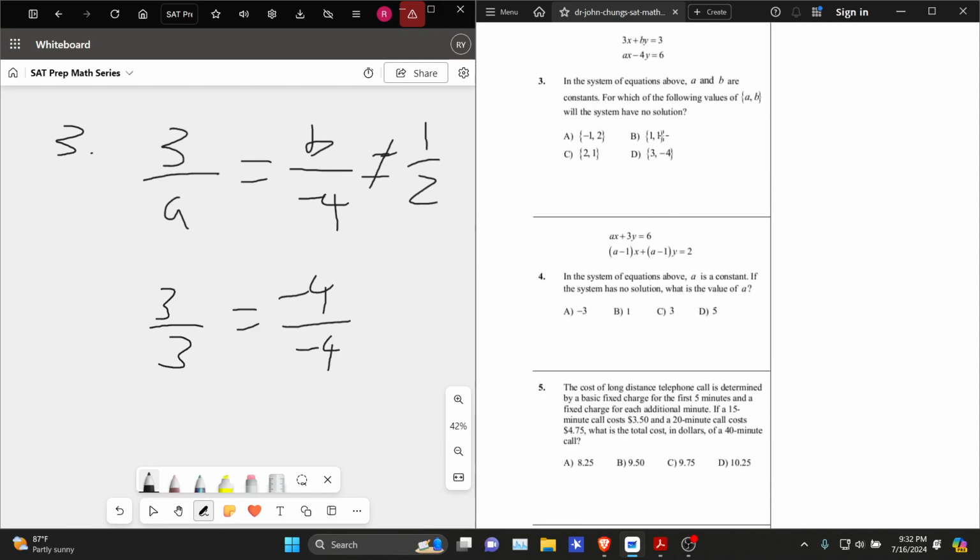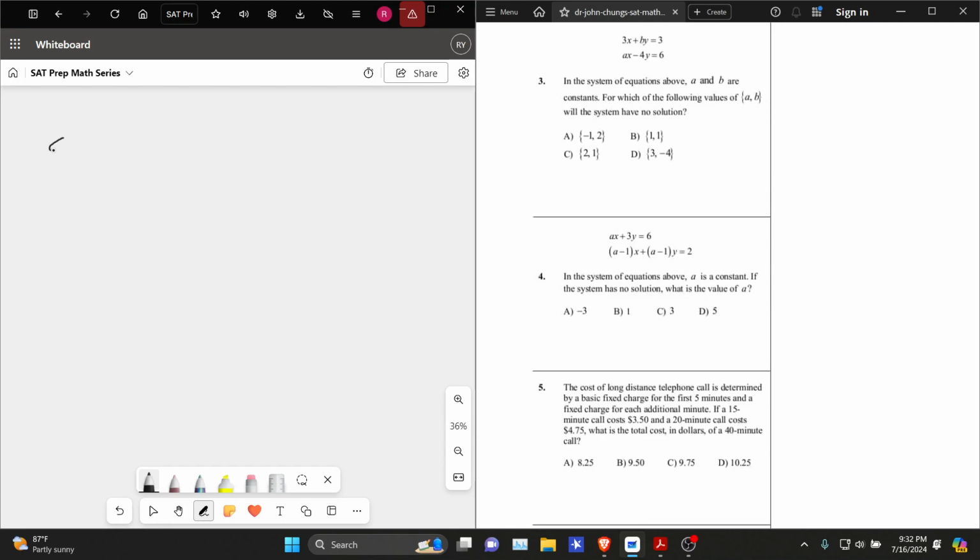If we look at the options, D is actually one of the options, but there are many variables, so we can plug in all the other ones. 1 and 1 doesn't work, negative 1 and 2 doesn't work, and 2 and 1 also doesn't work. So yeah, 3 and negative 4 works.